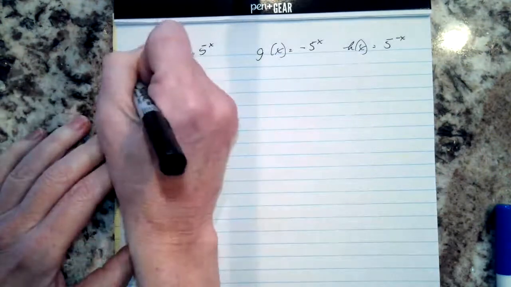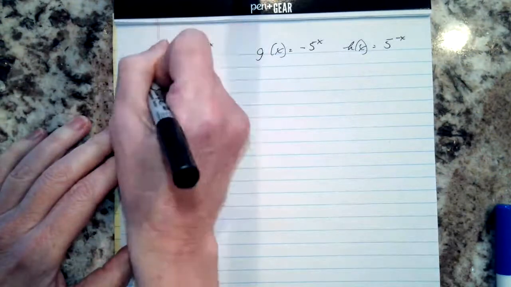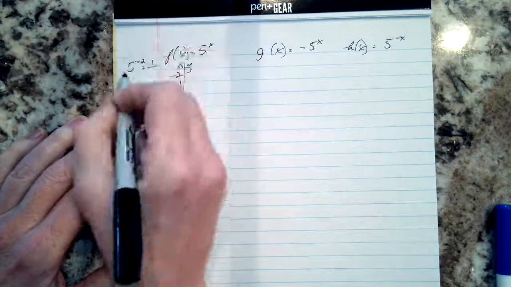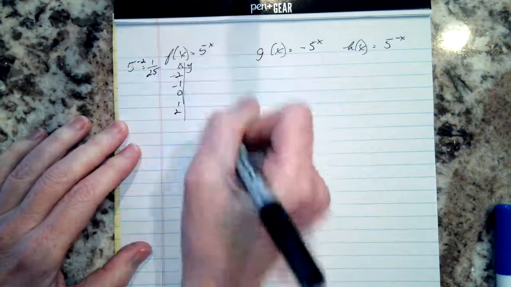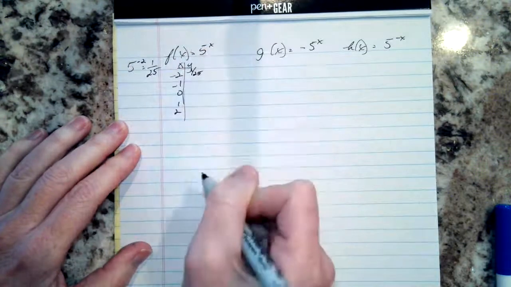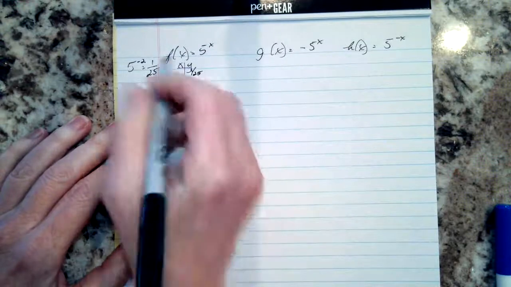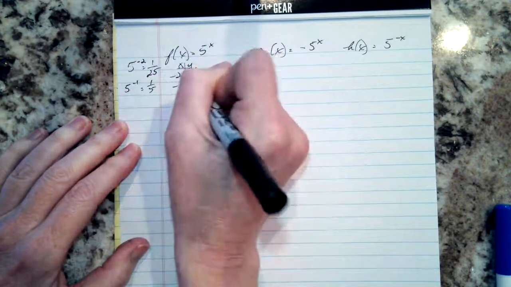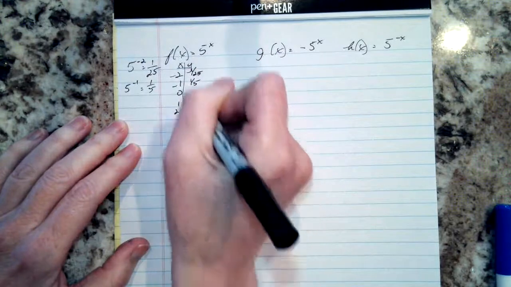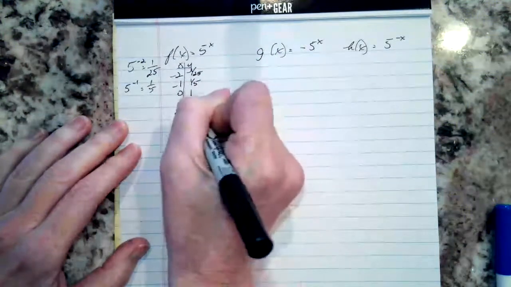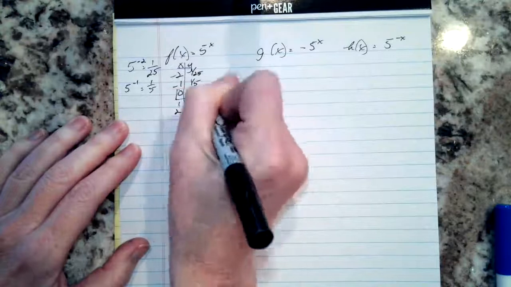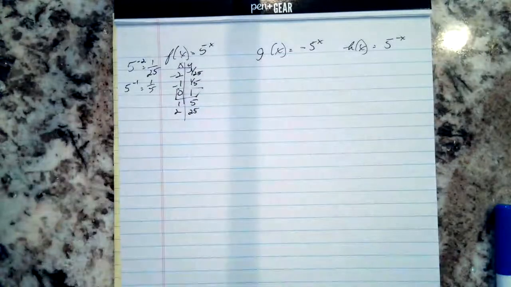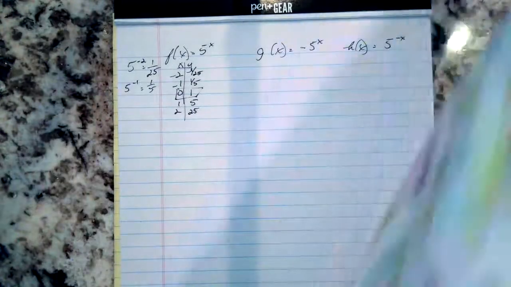So 5 to the negative 2. The negative tells you to go downstairs, and then you'll be doing 5 squared. So we're going to get 1 over 25 there. 5 to the negative 1, the negative tells you to go downstairs, so we get 1/5. 5 to the 0, 5 to the first, 5 to the second. Notice everybody uses 0, 1.